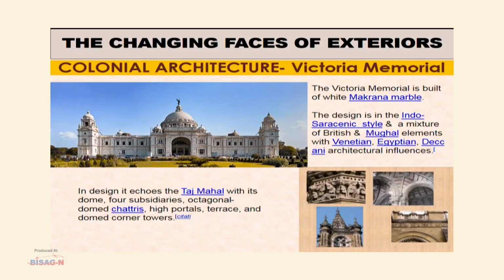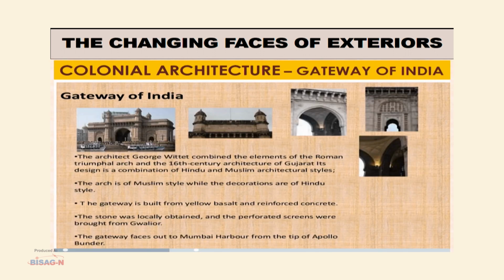A typical example is the Victoria Memorial in Kolkata. This was one of the very early buildings of colonial architecture. It was more inspired by the Taj Mahal. This building was built of Makrana marble. So, we see the Indo-Saracenic style and a mixture of British and Mughal elements in these elevations. And extensive motifs and carvings were also used in these buildings.